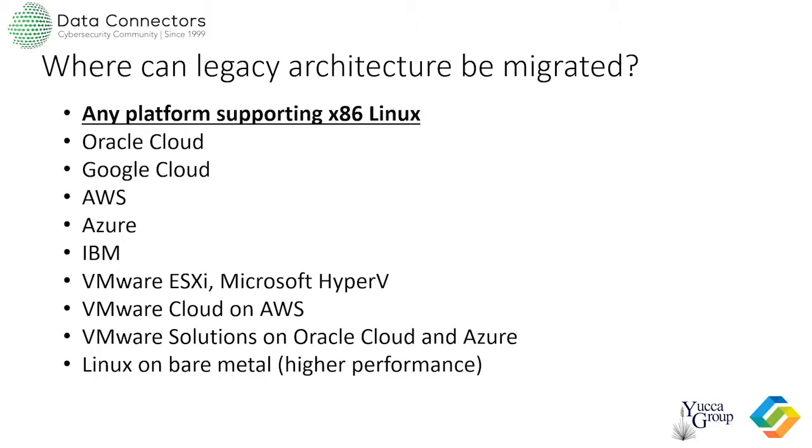Now, where can these be migrated to? Basically, anywhere that supports x86 Linux. So any of the public cloud platforms, just to name a few we have on the slide, but anywhere you can run Linux, you're good to go. On-prem, with VMware ESXi and Microsoft Hyper-V, to name the two really big prevalent ones. But anything, again, that will run x86 Linux is just great. And then you've got your hybrid architectures, for example, VMware Cloud on AWS, or any of the VMware solutions on any of those cloud platforms, basically, will get you where you want to go.